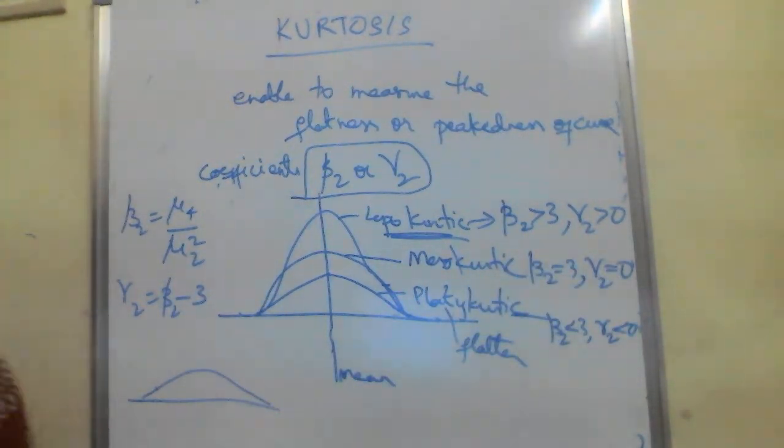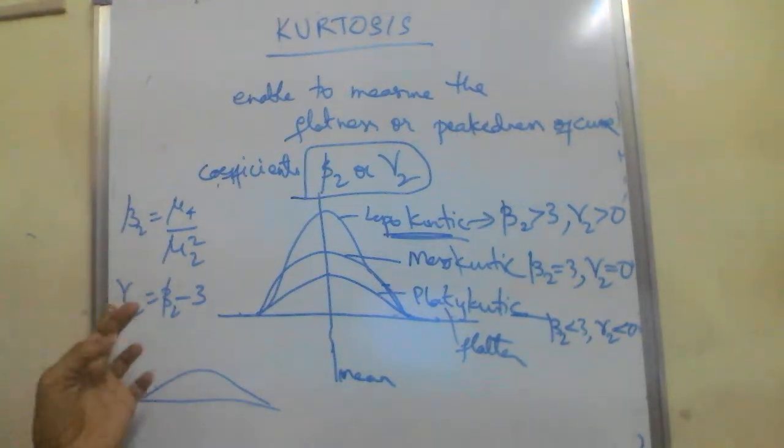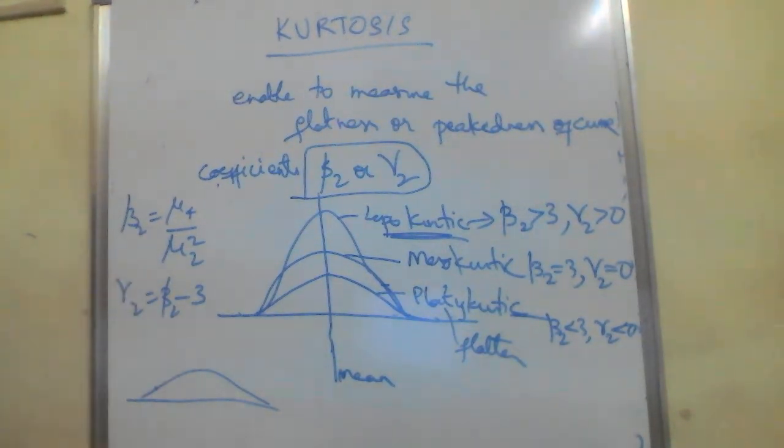In the exam they will ask you to find the coefficient of kurtosis based on the moments. They will give you a frequency distribution table with variate and frequency. You have to find the central moments, and from that you have to find beta 2 and gamma 2. And if they ask for coefficient of skewness, you have to find SK also. That problem I will send you.